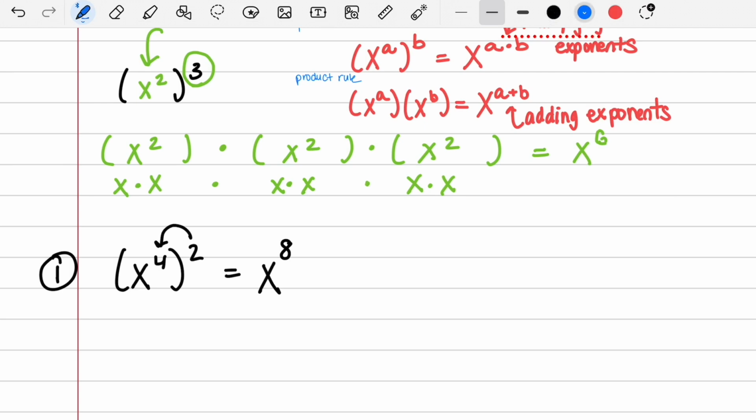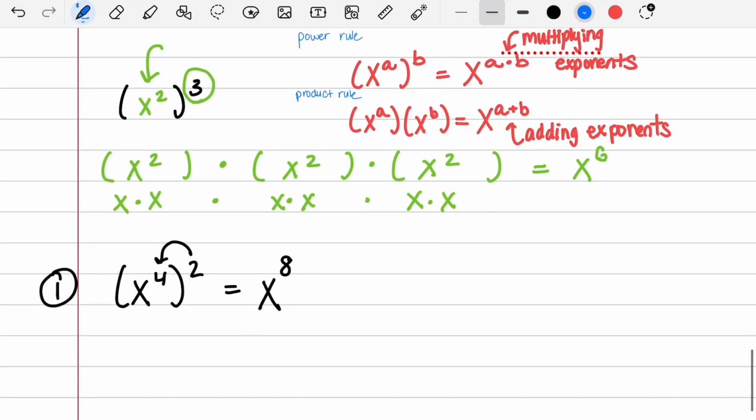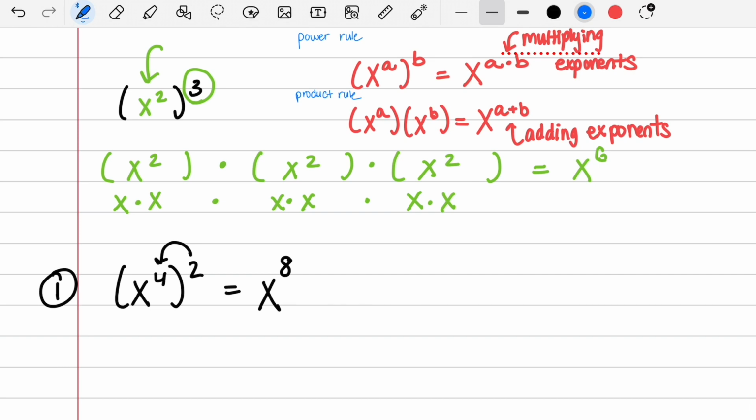Now, you always have the option to expand in order to see it a little bit more clearly in case you forget. Here's what I mean by that. We know that this whole thing is being raised by itself 2 times. So you can always just expand it. It's this whole thing times itself 2 times. Well, what's on the inside? It's x to the power of 4. And now, if you add 4 plus 4, you would get 8.